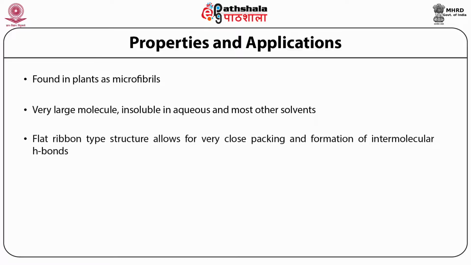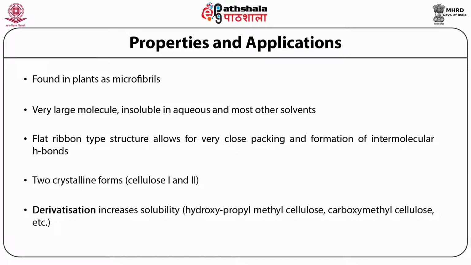Its flat ribbon type structure allows for very close packing and formation of intermolecular hydrogen bonds. There are 2 crystalline forms, cellulose 1 and 2, and derivatization increases solubility. Examples are hydroxypropyl methyl cellulose, carboxymethyl cellulose, etc.